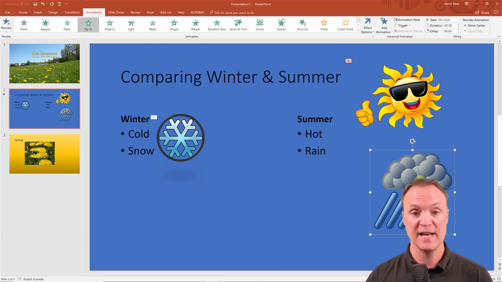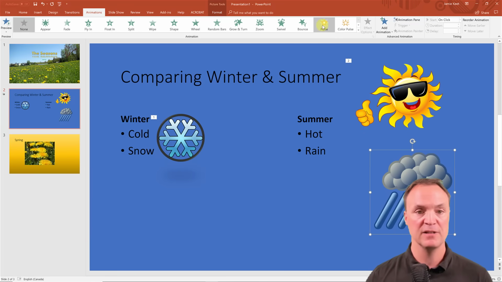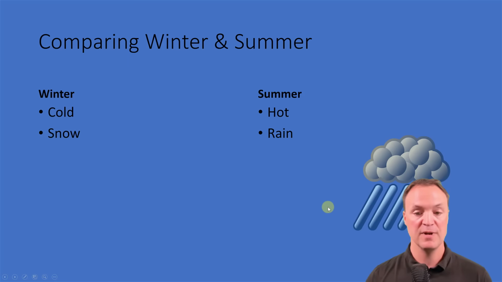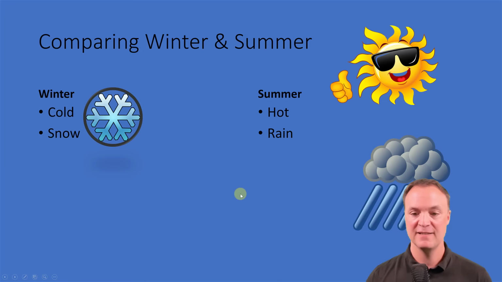Now, this one, I'll just add one more here and I'll just make this one pulse. Yeah, I'll leave it at that one. So now I'll hit play. So this one will swivel. This one flies in. And when I click again, that one pulses.